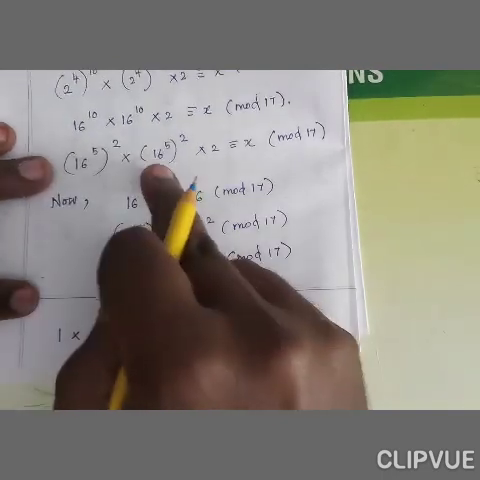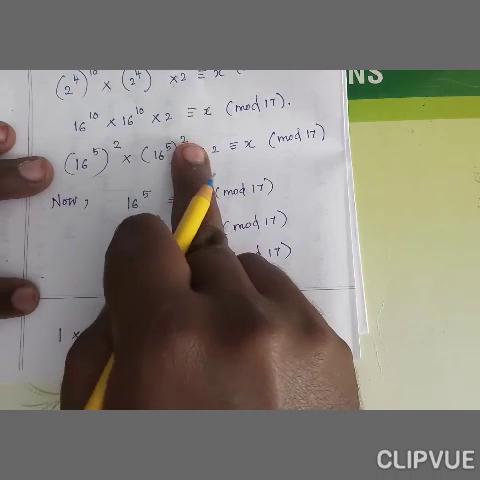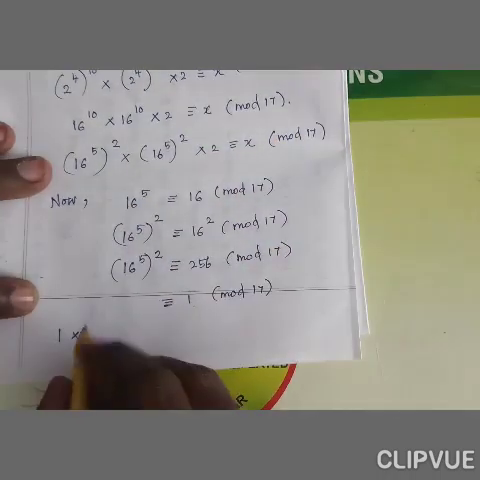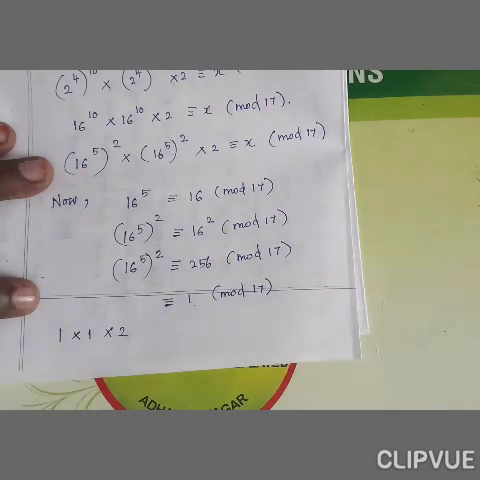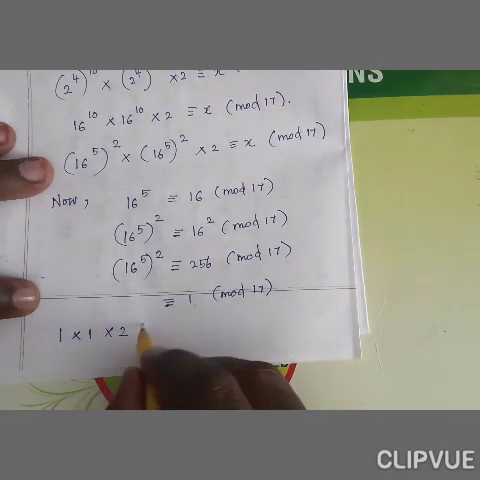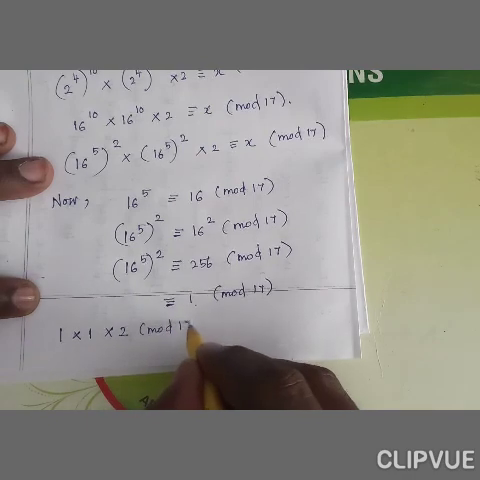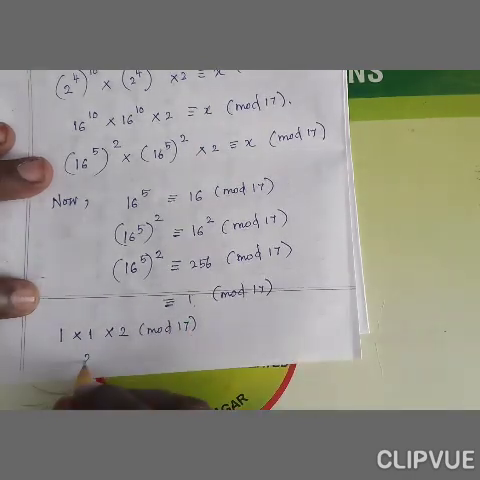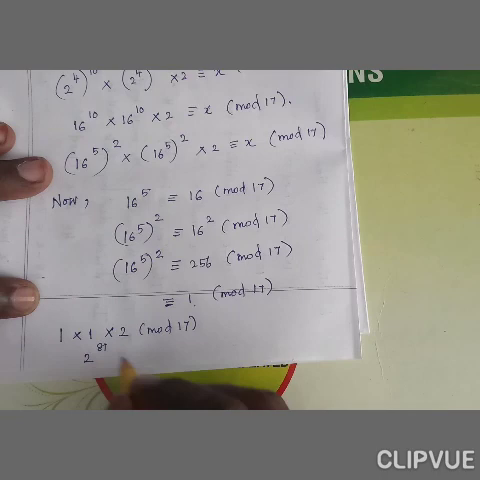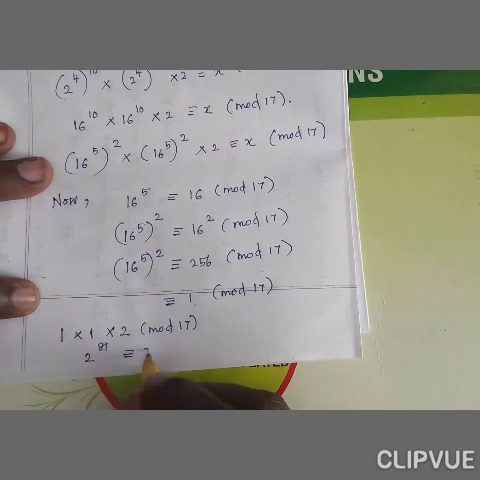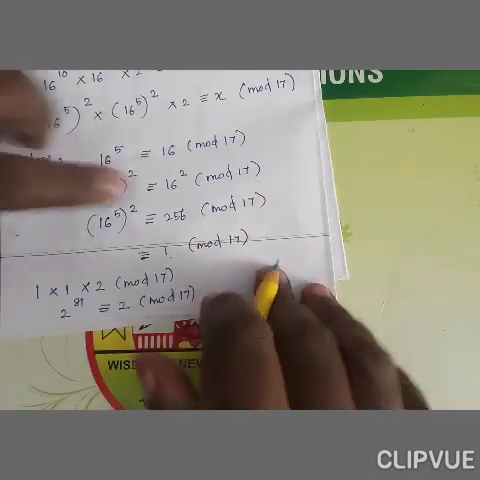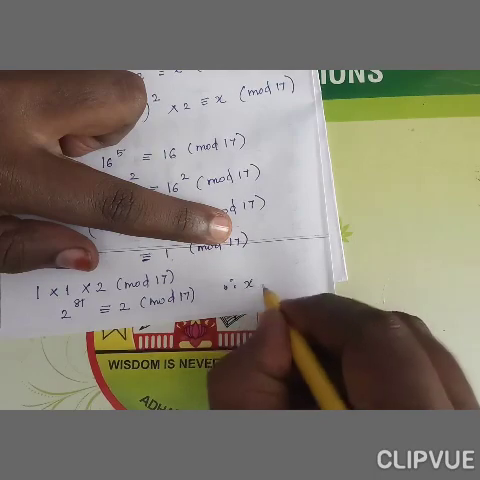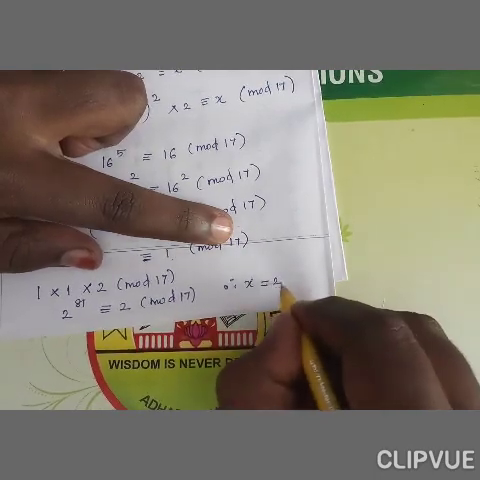Therefore, 1 into 16 power 5 whole square congruent to 1 mod 17, again 1 into 2 mod 17. So 2 power 81 congruent to 2 mod 17. Therefore, the value of x is equal to 2.